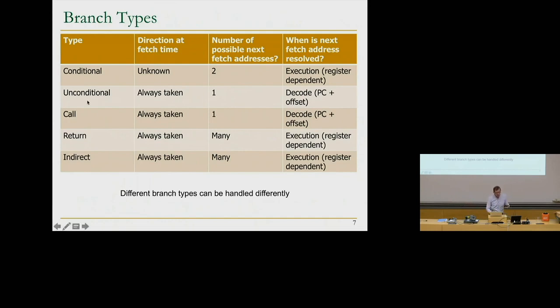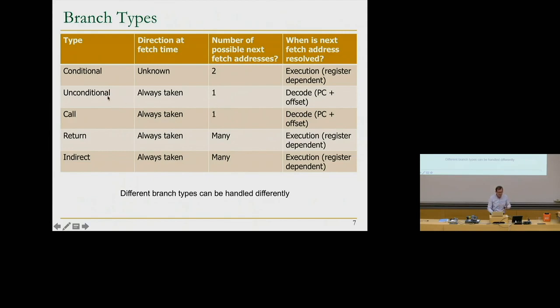There are also unconditional branches. They're always taken. These are the jump instructions in MIPS. So you have only one possible next fetch address. This is easier to handle clearly because you actually know after decode what the target address is, and it's always taken, meaning you always go to the target address. Calls are always taken also, and depending on the call you could have a next fetch address that's known after decode.